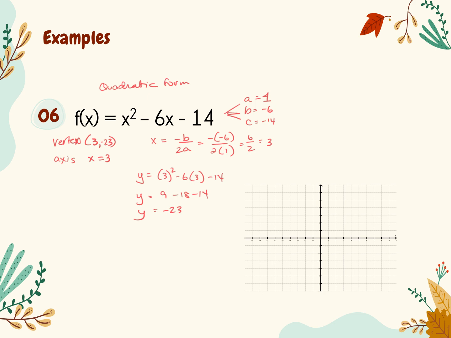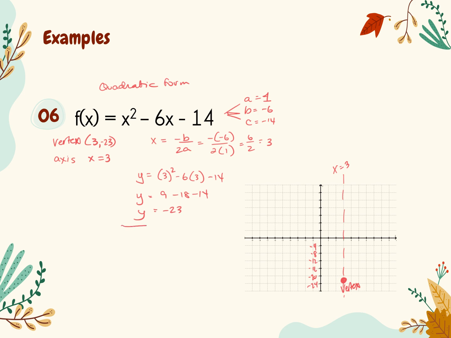So again, I come over to here. I'm going to change my y-axis here. I'm going to make it go up by 4s. So 4, 8, 12, 16, 20, 24. And so I know that (3, -23) is around here. So that's my vertex there. My axis of symmetry goes right through it. And now I need to identify a point on the left or a point on the right.